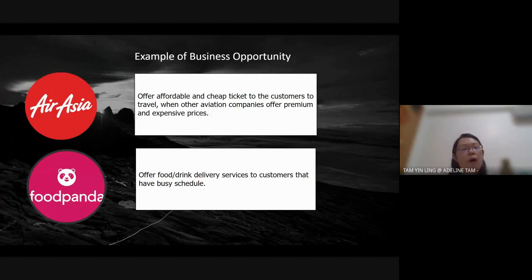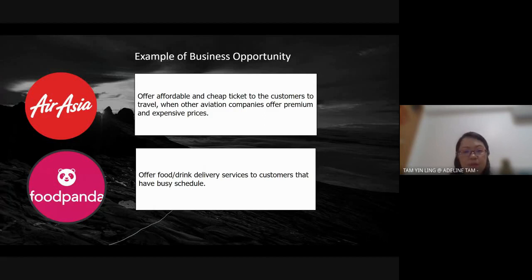Same thing, how about what we are facing now? We are facing the COVID-19 pandemic. So what are the opportunities? Some of the companies are facing problems now. They are facing a drop of sales. They are facing no customers, for example, airlines. They cannot fly at the moment because of the current rules and regulations. So what can the company do?